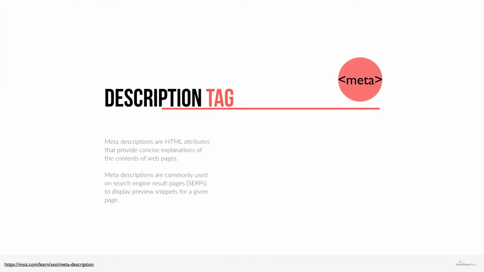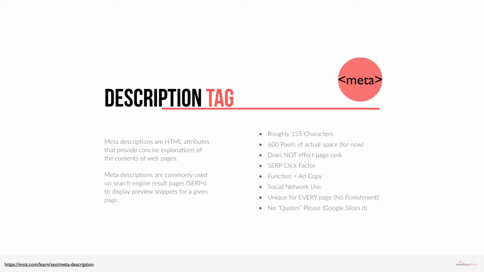So let's talk about the description tag. Meta descriptions are HTML attributes that provide concise explanations of the content of web pages. Meta descriptions are commonly used on SERPs to display preview snippets for a given page. So we'll talk about what that is in just a second. But let's go over a few more rules. You have 155 characters, including white space, to make up your description tag, which is that 600 pixels of width, over 2 lines for now.